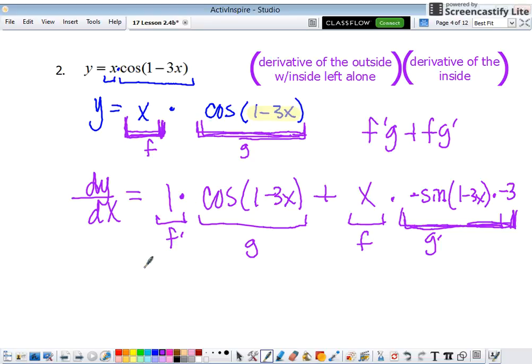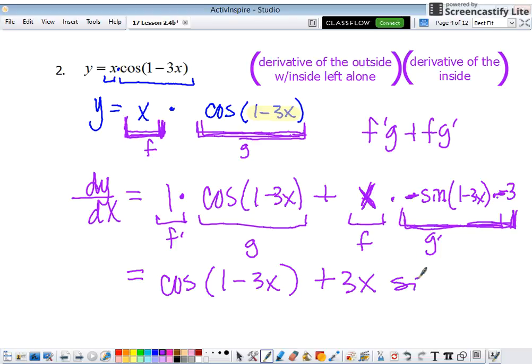Okay, now if this were multiple choice, let me show you what they do. You've got 1 times cosine 1 minus 3x. Okay, that's just cosine of 1 minus 3x. Okay, over here, you've got negative in front of the sine, and you've got a negative 3, and you've got this x out here in front. So you've got x times negative 1 times negative 3. That's going to be positive 3x. And then it's going to be times the sine of 1 minus 3x. If this were multiple choice, that's what the answer would look like.